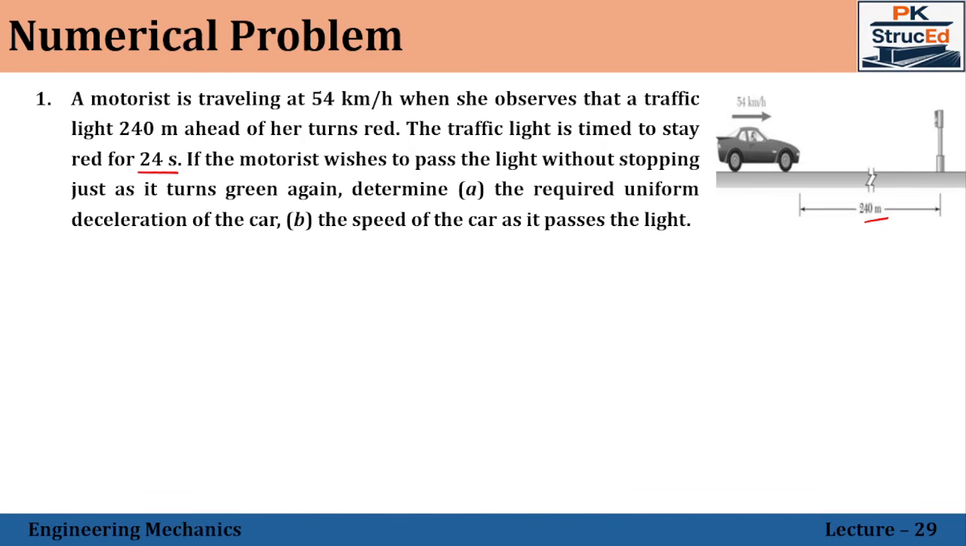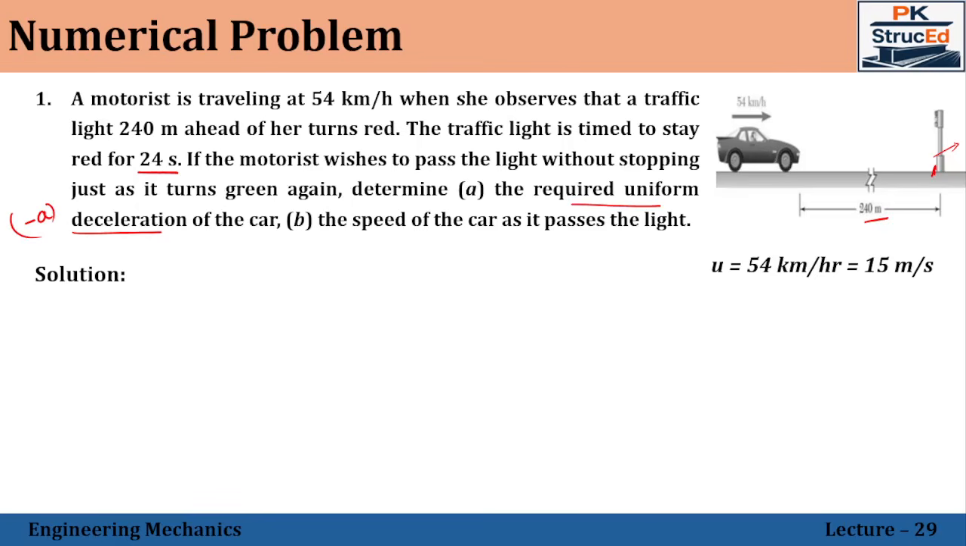She is going to reduce the speed in such a way that she reaches the signal point in exactly 24 seconds, so that she will not make the speed become zero. Thereafter, she will be increasing the acceleration. That is the condition. So we are supposed to find the required uniform deceleration, deceleration in the sense of minus acceleration, and the speed of the car as it passes the light.